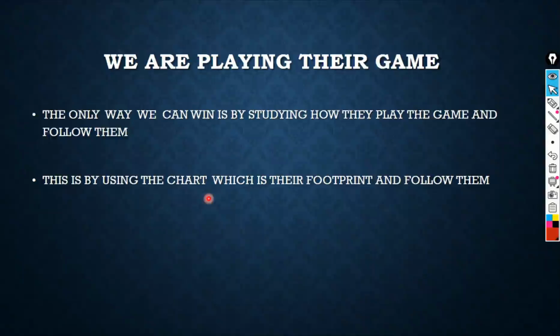So the only way you can win is by studying how they play their game, and you can play like them. The only way you can do it is by using the chart, which is their footprint, and you can follow them. This is the simplest trick which we can use. Just look at the chart, look at their footprints, just follow them. When he is about to move, you move. When he moves, you move.